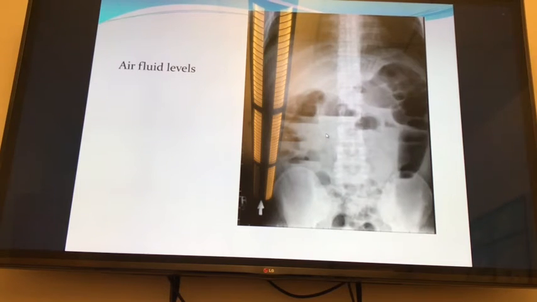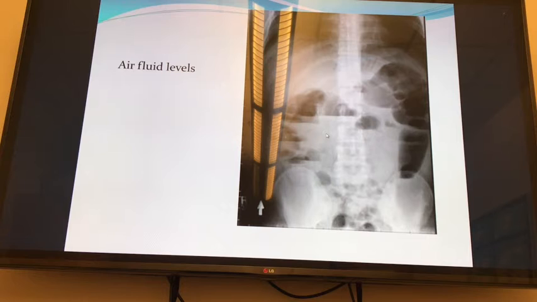These air fluid levels are non-specific. You can see that with gastro, you can see that with an obstruction. So again, trying to interpret the pattern, kind of replace these with more specific investigations, ultrasound, CT. They'll tell us a lot more about free fluid and free air.